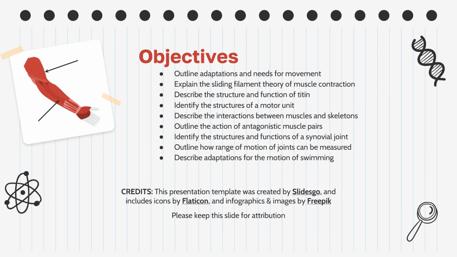And on that note, my friends, we have talked about muscles and motility. We outlined those adaptations for movement. We talked about the needs for movement. We might need to find a mate. We might need to find some food. We might need to migrate.